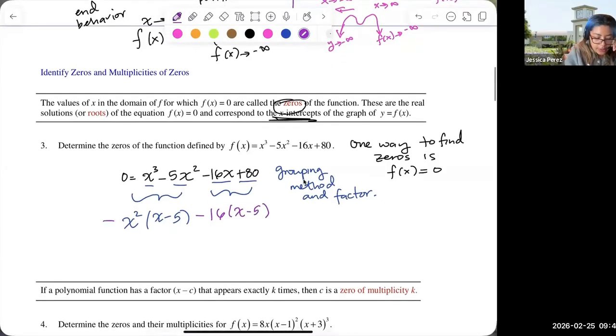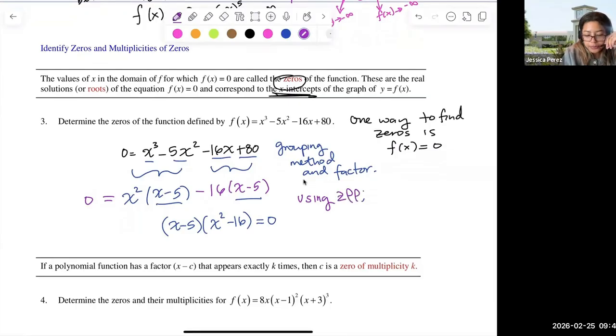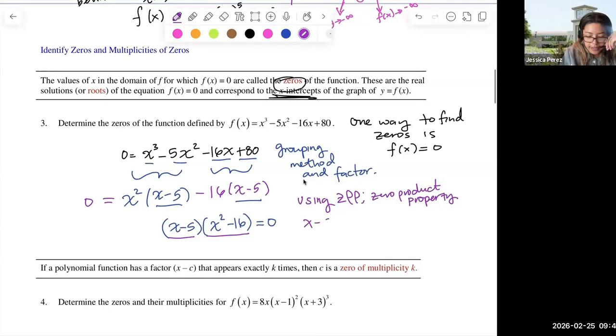Now this is set equal to 0. Because I have these terms to be the same, I can pull it out as one factor, x minus 5. The other factor is x squared minus 16. They're both equal to 0. Now I can split using the zero product property, ZPP. What does that mean? That means if this product and this product equals 0, each individual factor is set equal to 0. So x minus 5, set that equal to 0. X squared minus 16 is equal to 0.